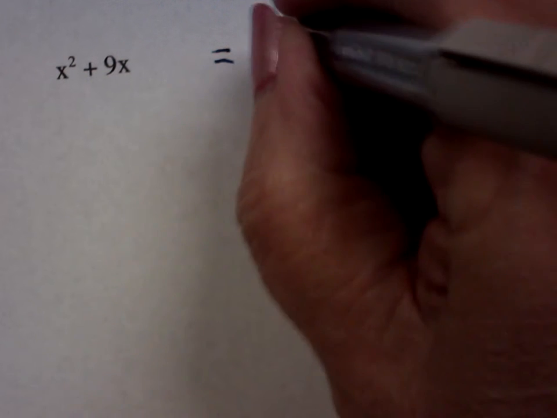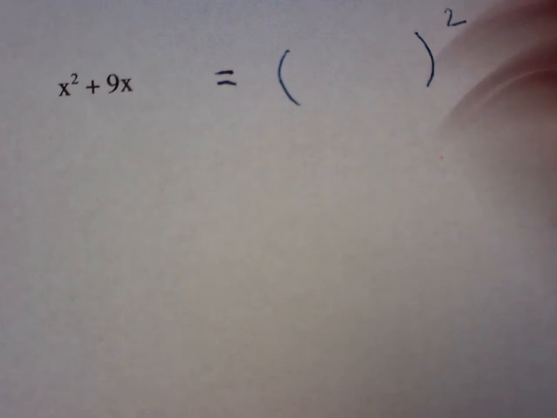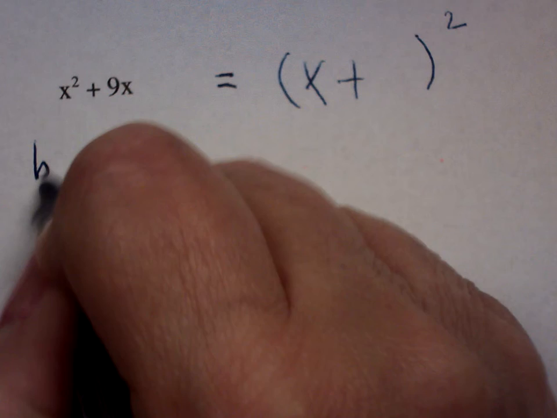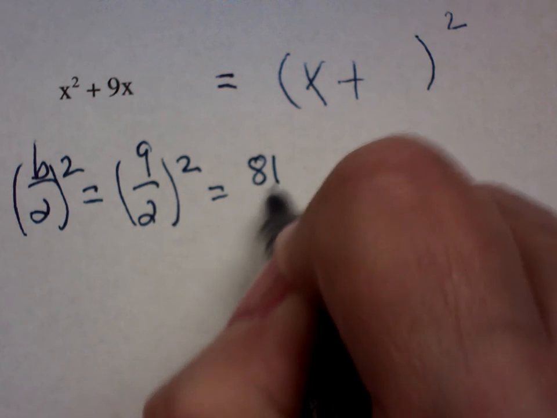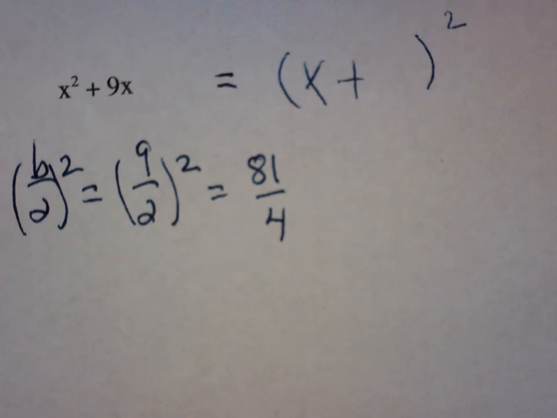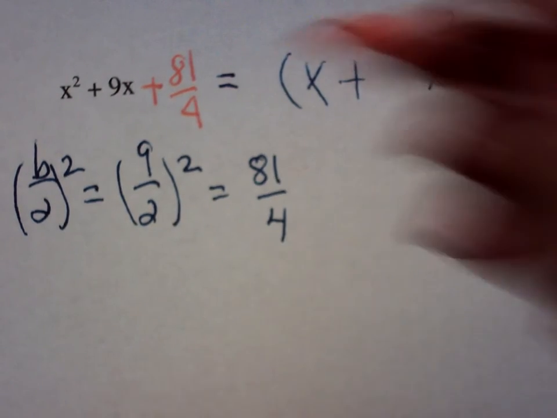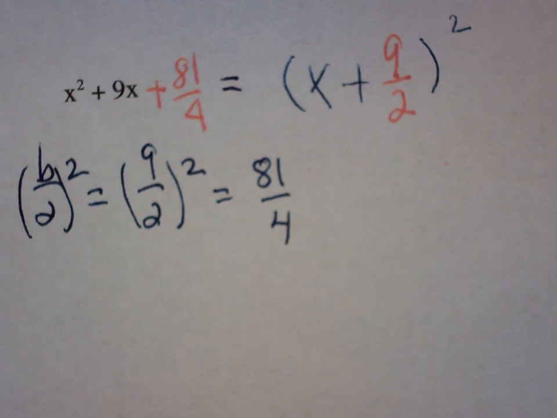Whoops, there we go. So I want to turn this into a perfect trinomial square. Square root of x squared is x, center sign is plus. So b over 2 squared is 9 over 2 squared is 81 over 4. So that says add 81 over 4, and the square root of 81 over 4 is 9 over 2. It's what I squared.